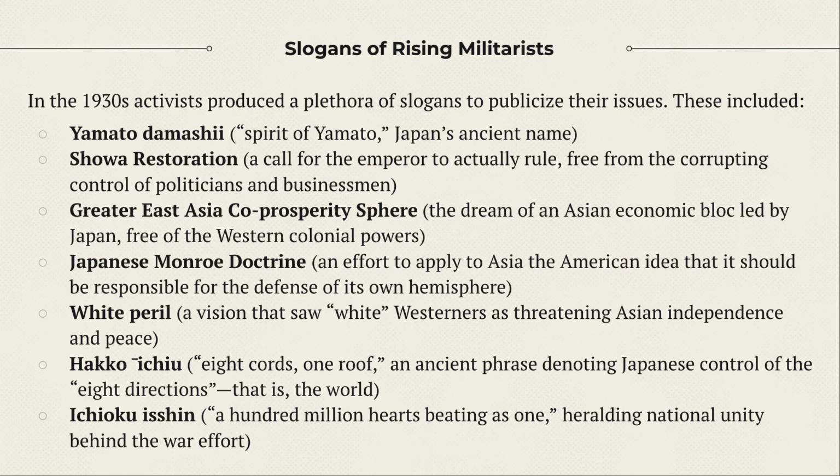You might want to pause here and just have a read through. I've already mentioned one of them, which is key, the Showa Restoration. And this is the call for the emperor to rule himself, so not have a constitutional monarchy anymore, because they believed that they were freeing him from the bureaucracy, from the politicians, from all the red tape that surrounded the government.